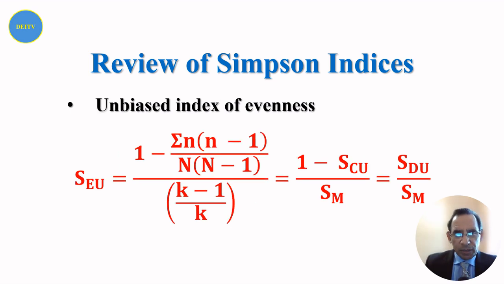There's also the unbiased Simpson evenness or standardized score that is represented as 1 minus the sum of the frequencies times the frequencies minus 1, divided by the total number of individuals times the total number of individuals minus 1. That is divided by the maximum score, which is represented as k minus 1 over k. The following may also be written as 1 minus the unbiased Simpson concentration or similarity score divided by the maximum score.